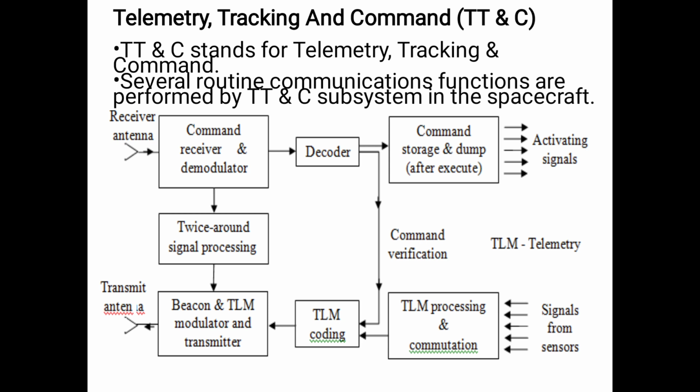Telemetry, tracking and command. Several routine communication functions are performed by the telemetry, tracking and command subsystem in this spacecraft. We will have a receiving antenna, a transmitting antenna, beacon, and TLM modulator and transmitter. From that you will have TLM encoding, TLM processing and communication. Here we can decode the data, then command receiver and demodulator, command storage and dump after execute, so activating this element. So TLM, telemetry.